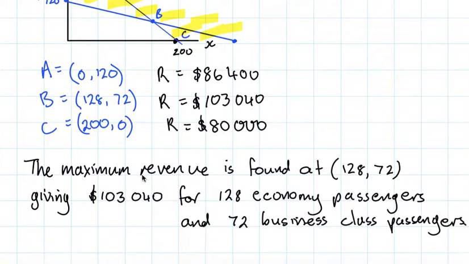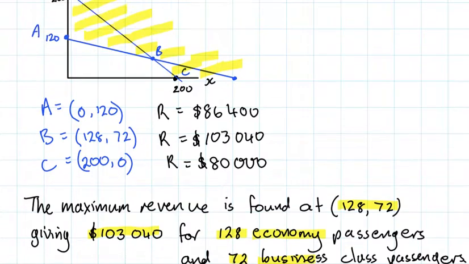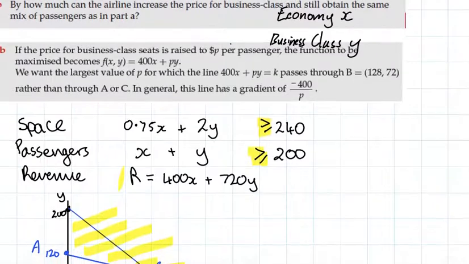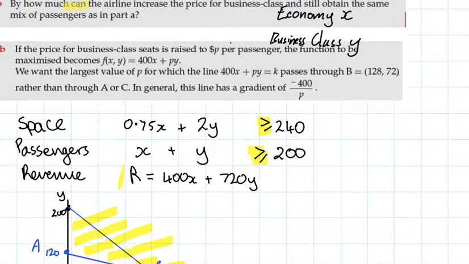When writing out your paragraph, make sure you explain what the 128 and 72 are: 128 economy passengers, 72 business class passengers, and also put in the maximum revenue. Now that would be for achieved. For the merit part, you need to look at how much the airline can increase the price for business class.